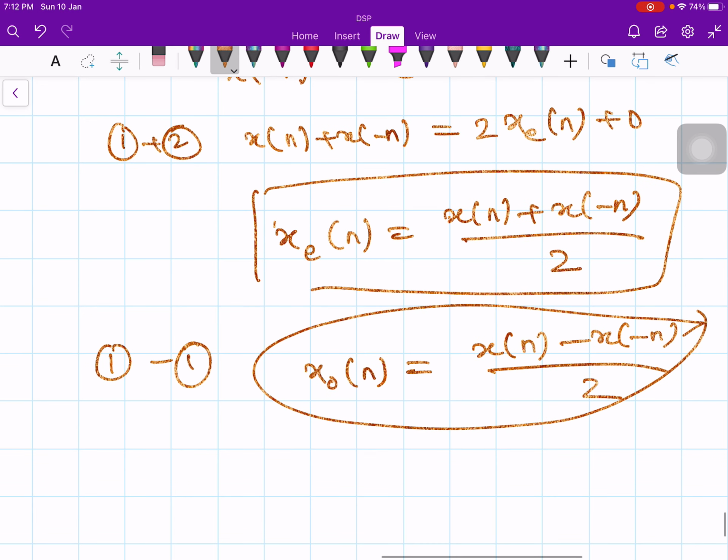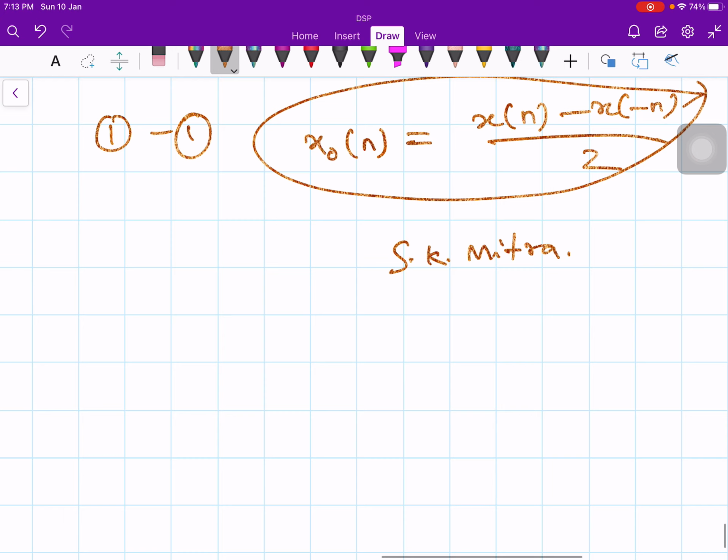Okay, so there are problems in the textbook by S.K. Mitra. You can work on it. Many problems are there. There are many problems in the book on decomposition of signals into even and odd parts. So try to work out as many as you can. Very simple.